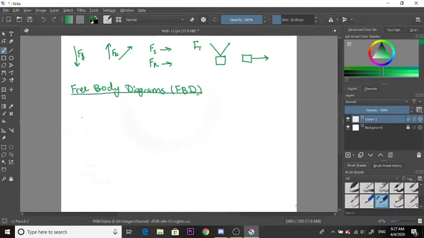Now, a free body diagram is very simple. We use a dot to represent the body, or the object, I should say. And then arrows represent your forces. Now the arrows have to be pointing away from your dot when you draw this.